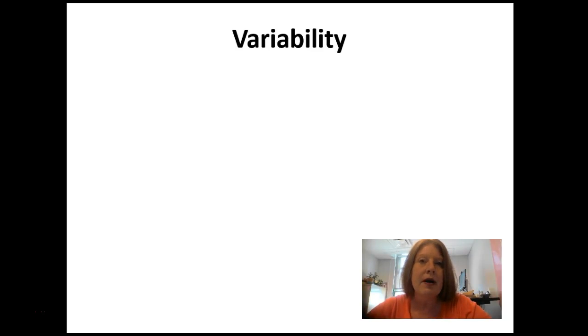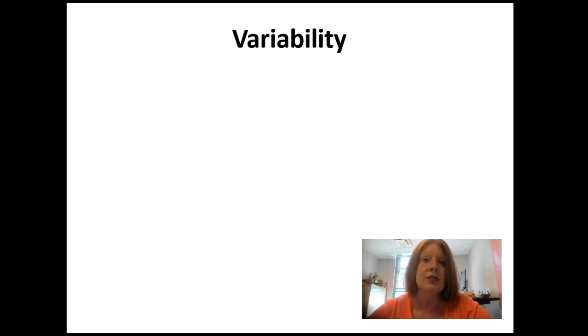Now we're going to talk about another way that we can describe a data set. We can describe a data set in terms of variability. And you might remember that variability has to do with differences in the data set. If there's no variability, then everything in the data set would be the same. And if there is variability, that means we have differences in the values in the data set.